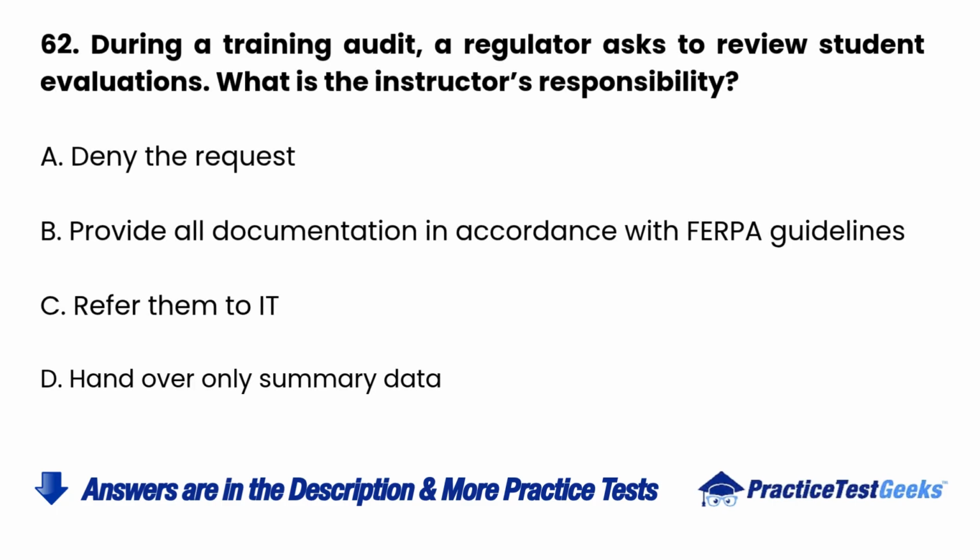62. During a training audit, a regulator asks to review student evaluations. What is the instructor's responsibility? A. Deny the request. B. Provide all documentation in accordance with FERPA guidelines. C. Refer them to IT. D. Hand over only summary data.